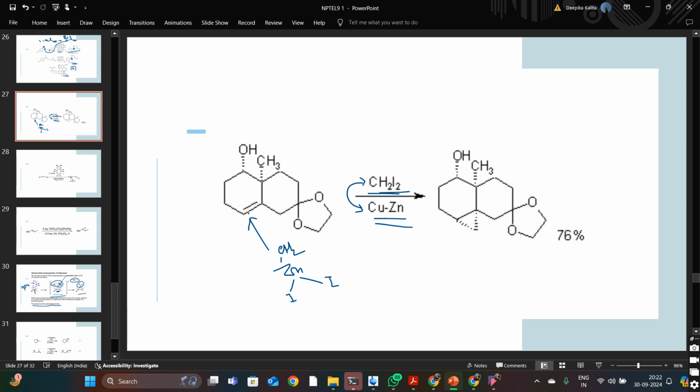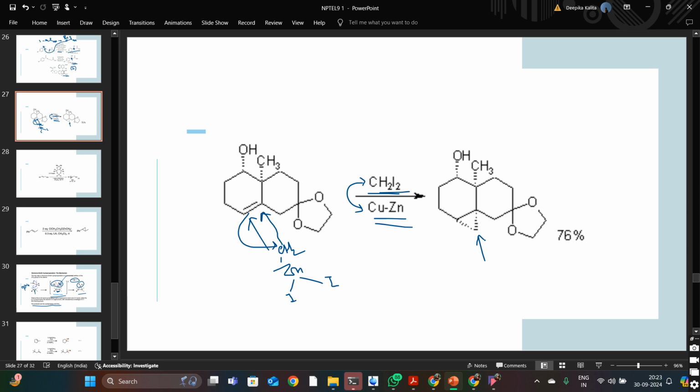Okay, and this will undergo cyclopropanation via a three-membered transition state, and you will get this cyclopropane here. So if you have a confusion regarding the stereochemistry of the cyclopropane, that is, why the incoming CH2 from the CH2ZnI2 is coming from below the plane.